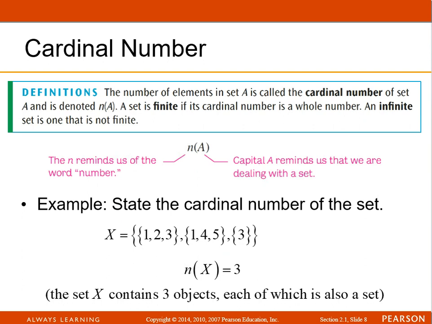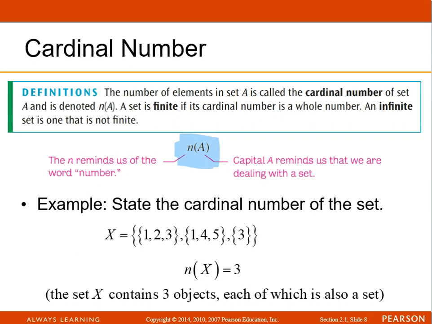Okay. Cardinal number. A cardinal number is literally how many elements are in your set. So if I had a class that had 22 names on my roster, the cardinal number would be 22. That's it. Now, there is a notation for this, and you can see it right here. When they put a lowercase n in front of parentheses and then a capital letter, that is the way to say, please find the cardinal number of set A.